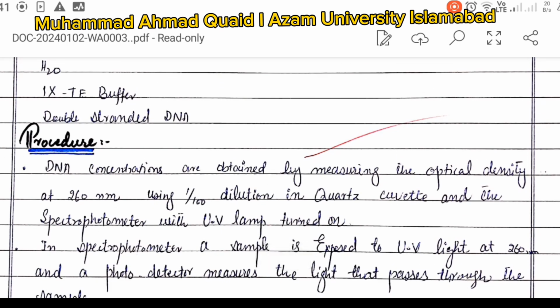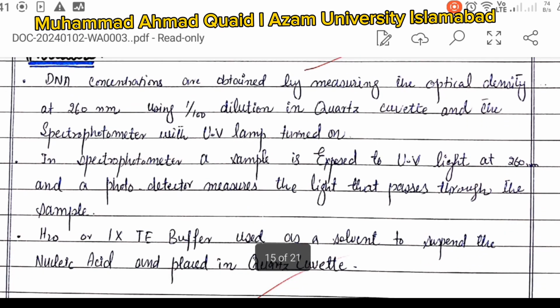First of all, DNA concentrations are obtained by measuring the optical density at 260 nanometer using 1 by 100 dilution in quartz cuvettes and a spectrophotometer with UV lamp turned on. Point 2: In spectrophotometer, a sample is exposed to UV light at 260 nanometer and a photodetector measures the light that passes through the sample.